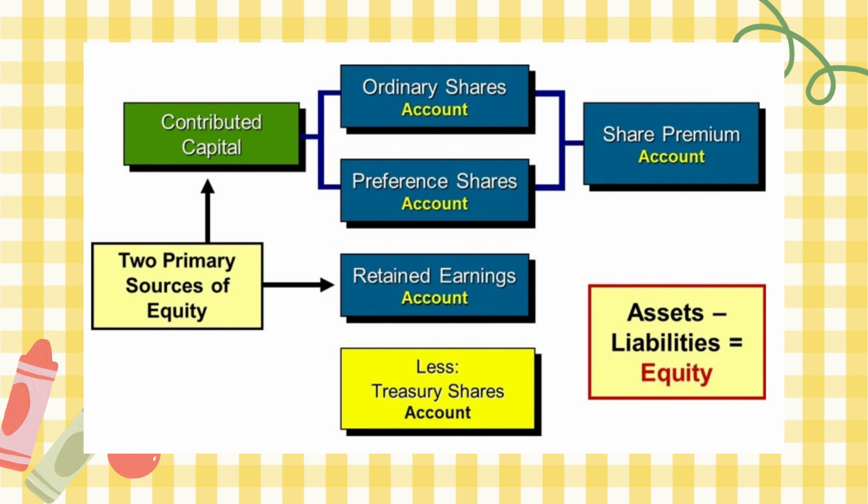These are the components of equity. So we have two primary sources of equity, as you can see. Contributed capital, which is the shares, ordinary shares and preference shares. And when they are issued at a value greater than the par value, we say it's share premium, okay? We're gonna see how we journalize the issuance, okay?